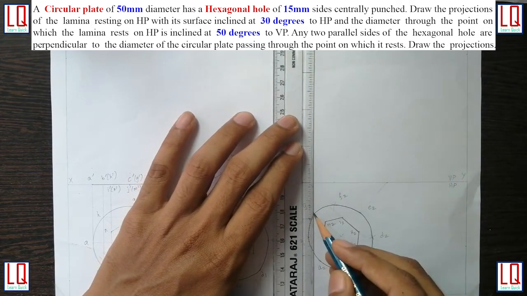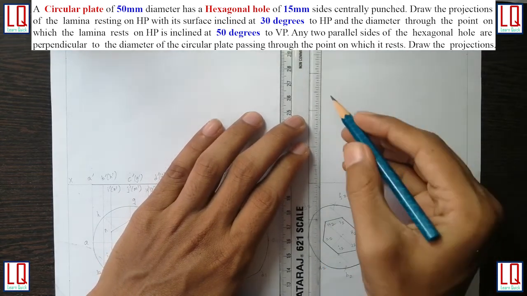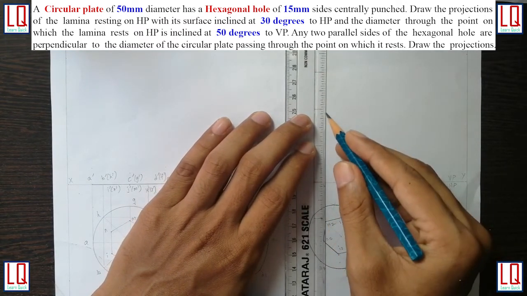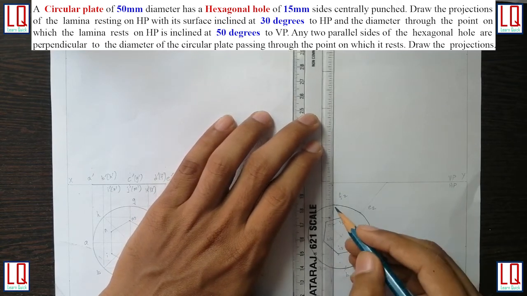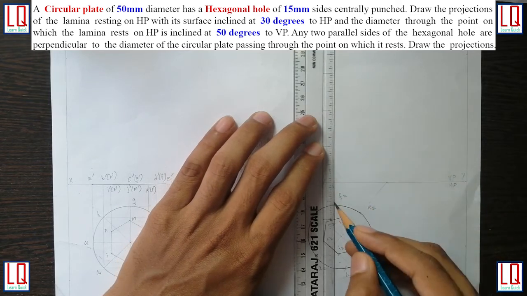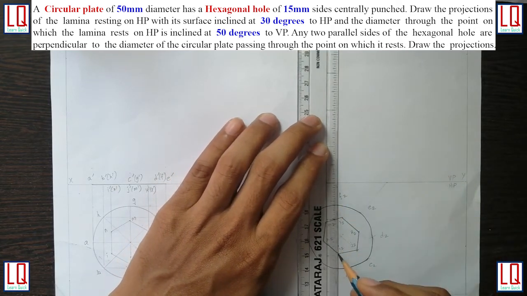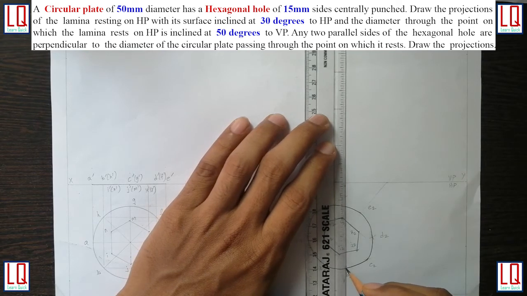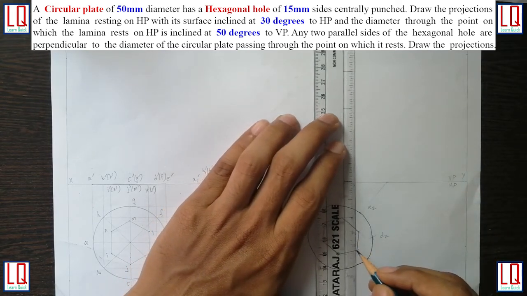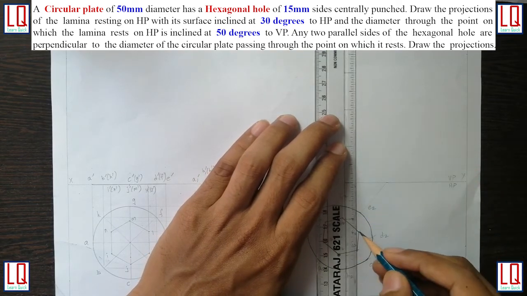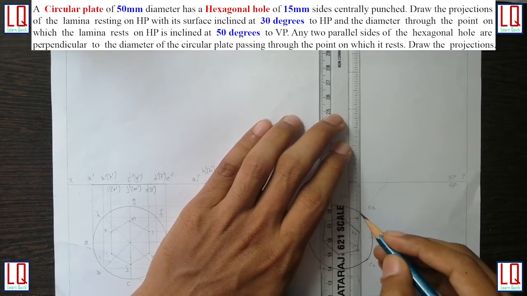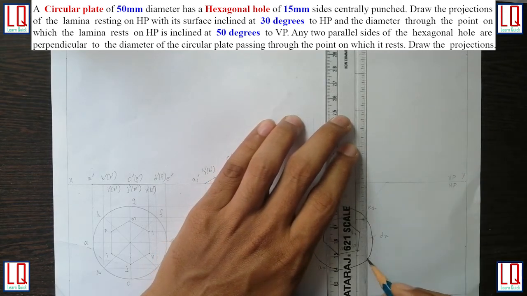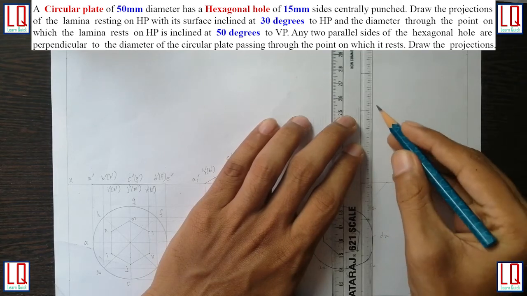So I am projecting G2. Now I am projecting A2, projecting N2, projecting M2, projecting F2, projecting I2, projecting L2, projecting B2, projecting J2, projecting K2, projecting E2, projecting C2 and projecting D2.